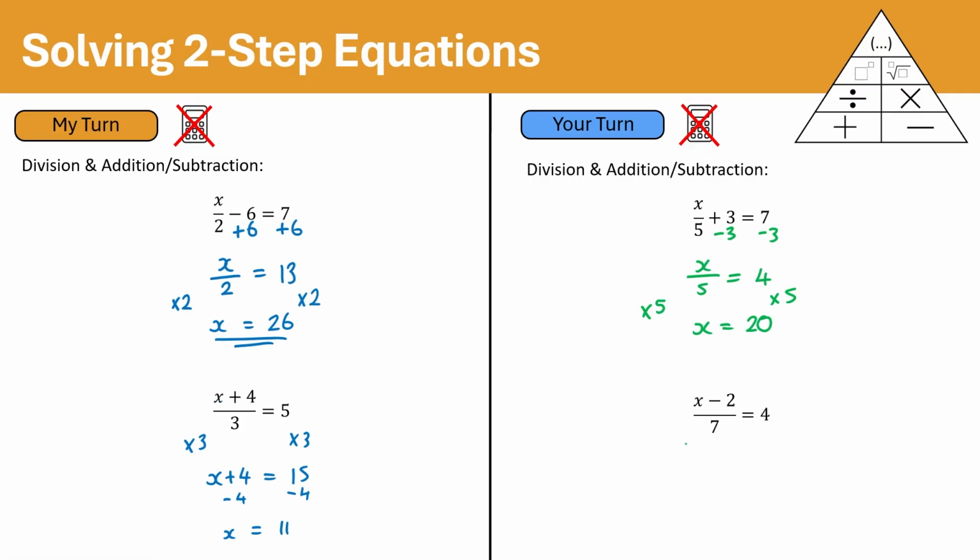In this example, we need to multiply by 7 first because the fraction bar tells me that I'm dividing both x and negative 2. So I'll multiply both sides by 7. On the left, that leaves me with x, subtract 2, and on the right, that leaves me with 28. I then want to undo the subtracting 2, so I'll add 2 to both sides. And on the left, that leaves me with x, and on the right, that leaves me with 30.